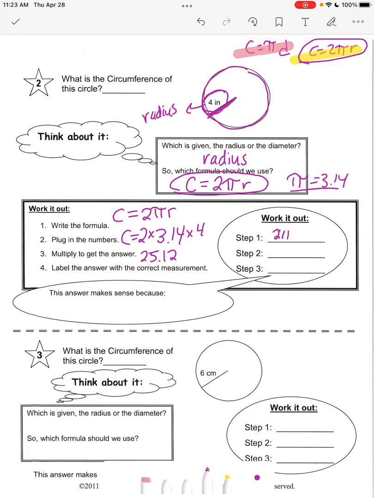Okay, so step 1, write your formula. Step 2, substitute in your numbers. Step 3, 25.12, and we need to label it with inches.